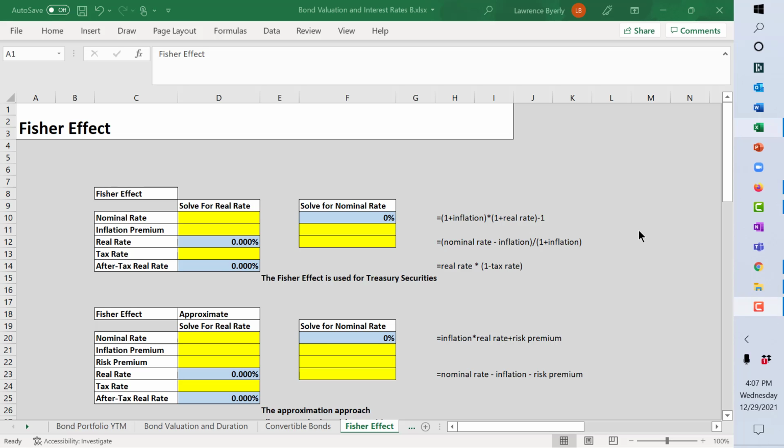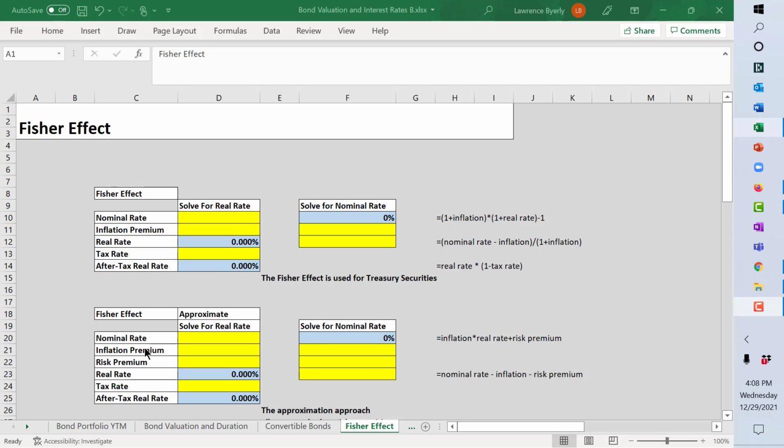In this video, we're going to talk about a concept called the Fisher effect. The Fisher effect essentially says that interest rates can be broken down into some component parts. The three basic parts are the inflation premium, the real rate of return, and the risk premium.